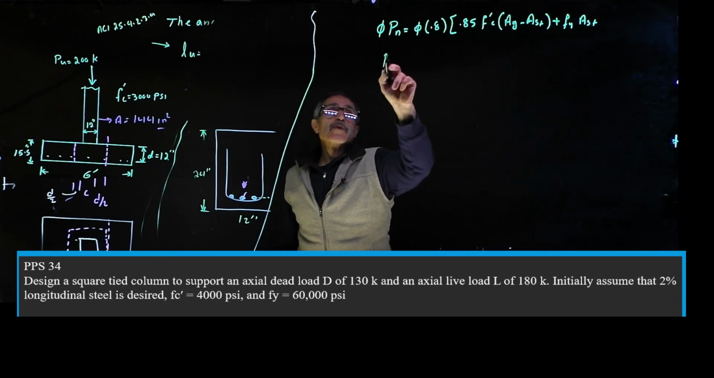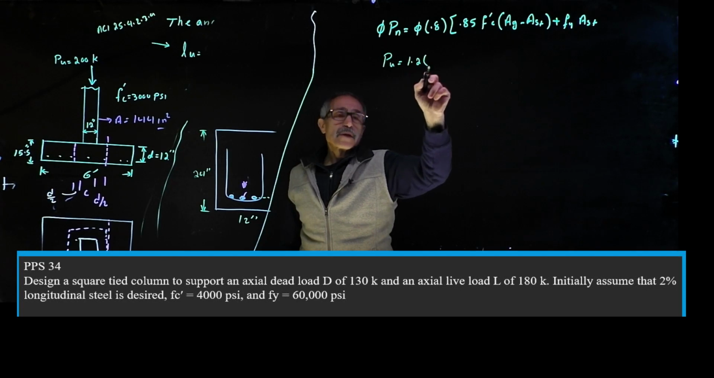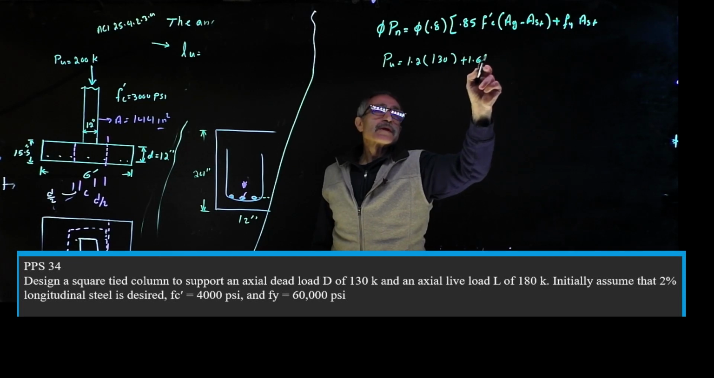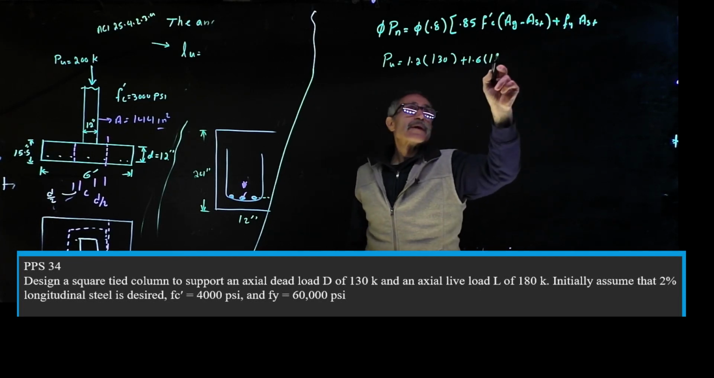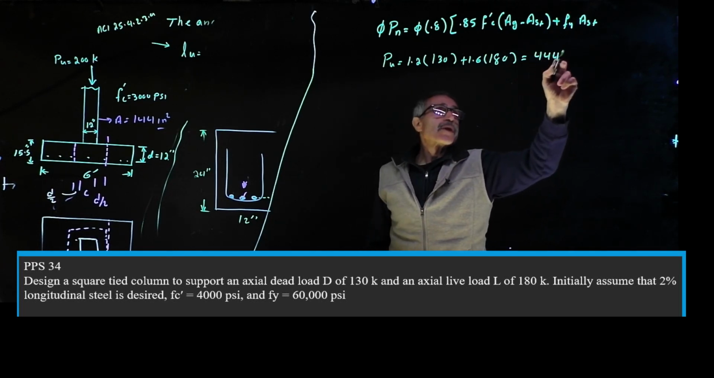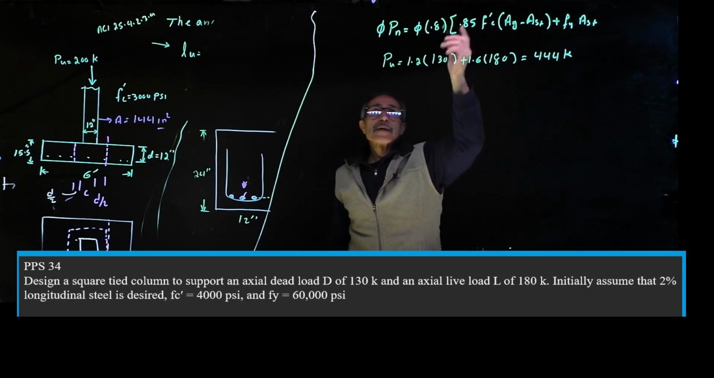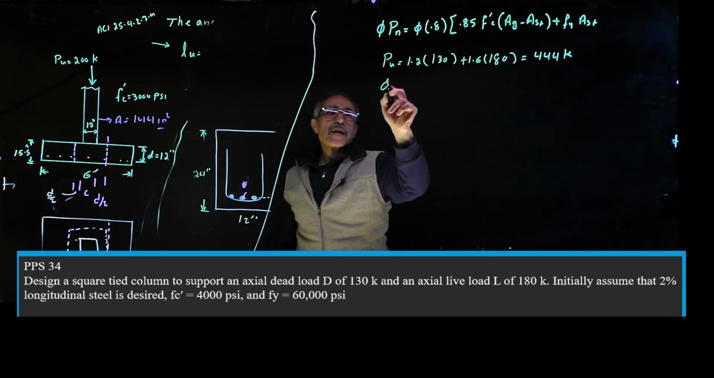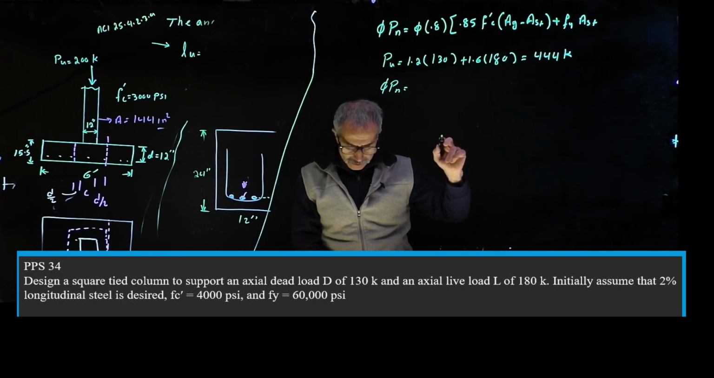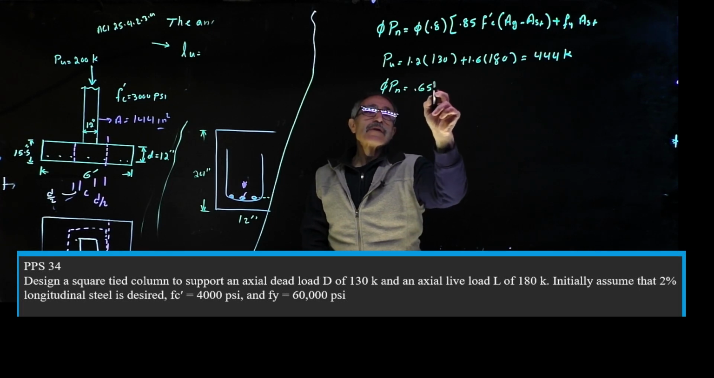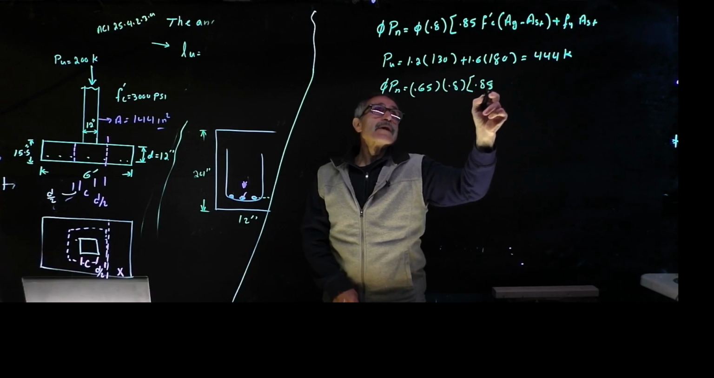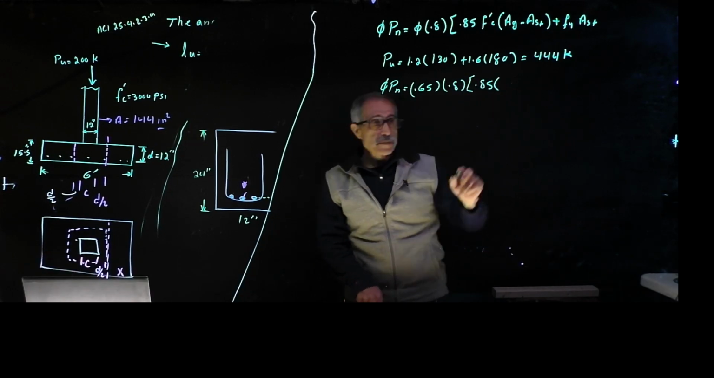First, we're going to find our Pu, which is 1.2 times the dead load of 130 plus 1.6 times 180. And that should come out to 444 kip. Plug in those numbers up there. Phi times Pn comes out to be phi for column is 0.65 times 0.8 times 0.85 times the concrete, which was 4,000 psi.